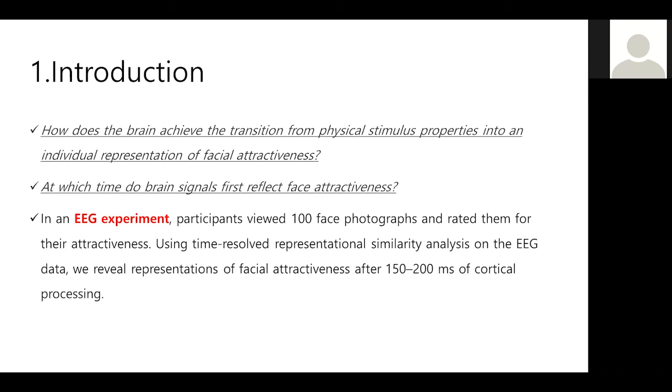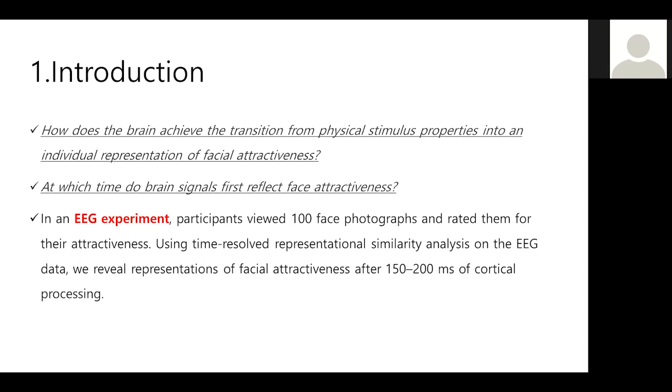To answer this question, previous studies have used event-related potentials obtained from EEG recordings to investigate when brain responses to more or less attractive faces differ. Although in many such studies facial attractiveness influences multiple ERP components, a key question is when facial attractiveness is first represented in EEG signals. Given these mixed findings, at which time do brain signals first reflect face attractiveness?